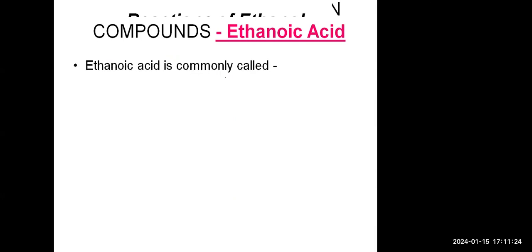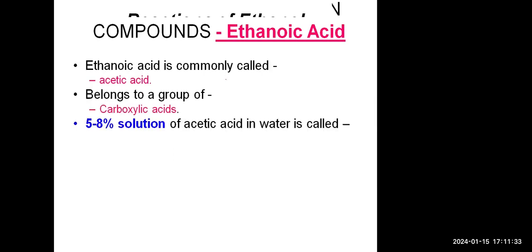Now we are going to discuss the properties of ethanoic acid. It is commonly called acetic acid. It belongs to carboxylic acid, and we know vinegar is made out of it. You have to take 5% acetic acid and 95% water. You get vinegar. Sometimes this is taken in 8% quantity also.